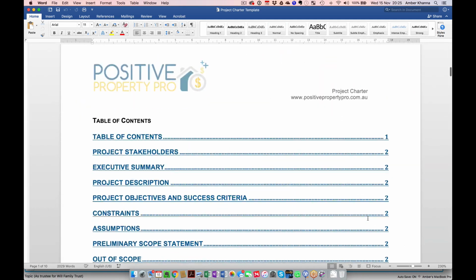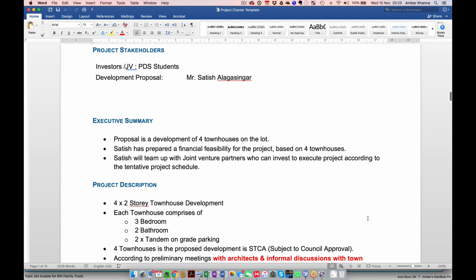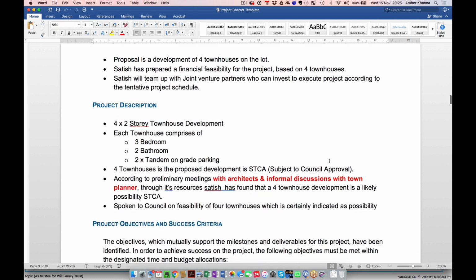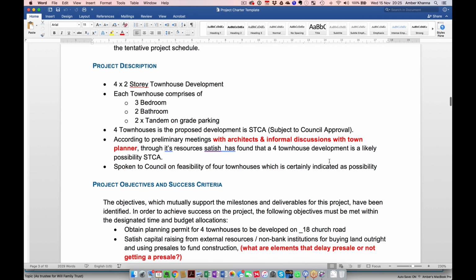Yeah, cool. So this property is currently on the market. It's just under 1,000 square meters. Looking to put 4 townhouses together. A proposal amongst the property development students from here under a joint venture agreement to buy the land outright and finance the build through pre-sale. Okay.